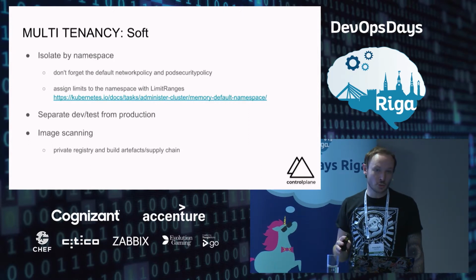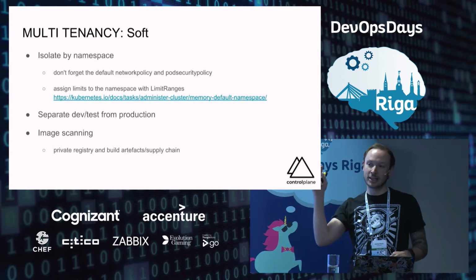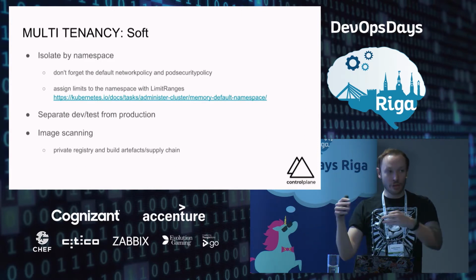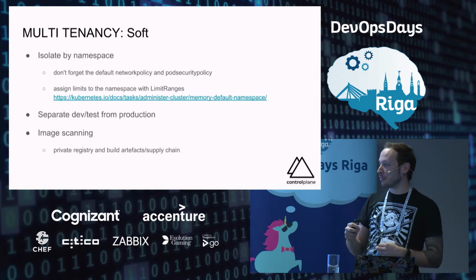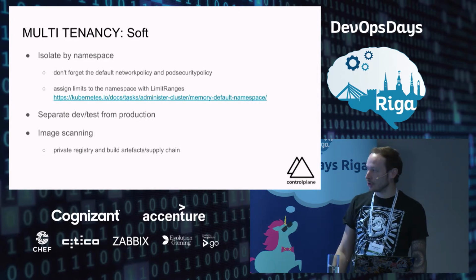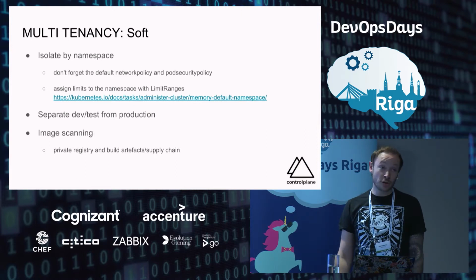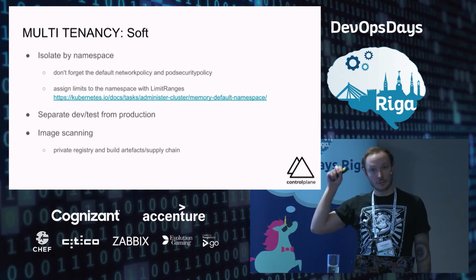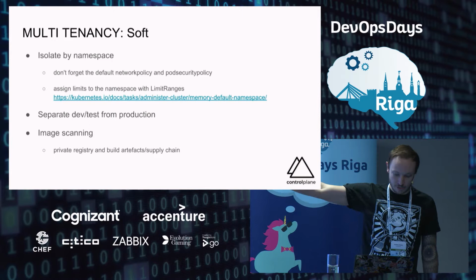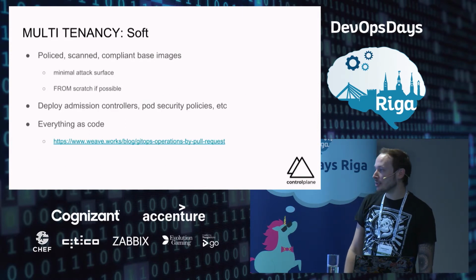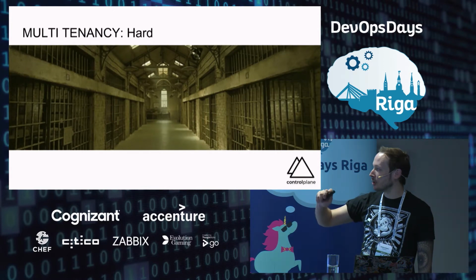Things like gVisor, which is Google's re-implementation of the Linux syscall surface in Golang, are what they use to prevent container breakouts, etc. There are 0 days. There are always 0 days in the kernel. When Dirty Cow came out, that was root of the cluster from inside a pod. Separate dev and test from production. Of course, image scanning, policy, all these things, everything is code.